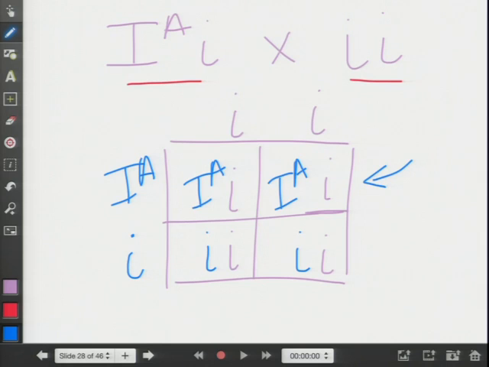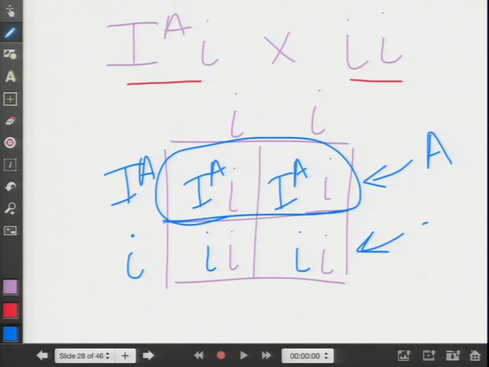So if I ask for blood type, for these guys, you'd say their blood type is A, right? Their genotype is heterozygous A. And what about these guys? Yeah, their blood type is O.